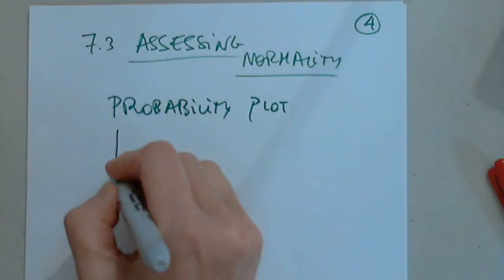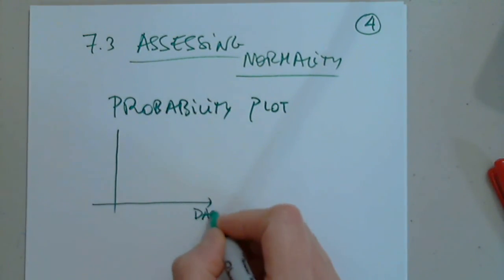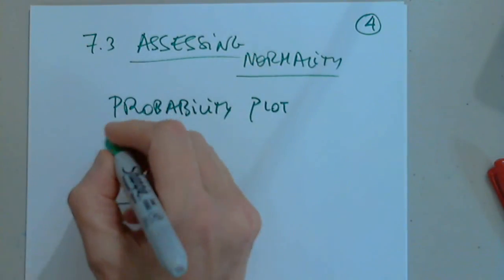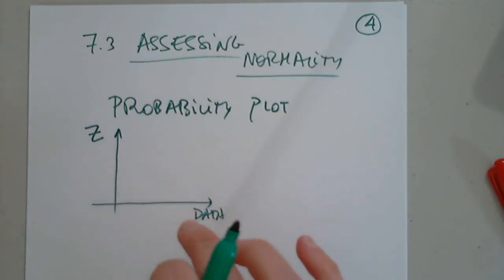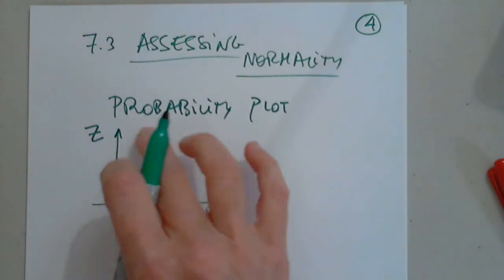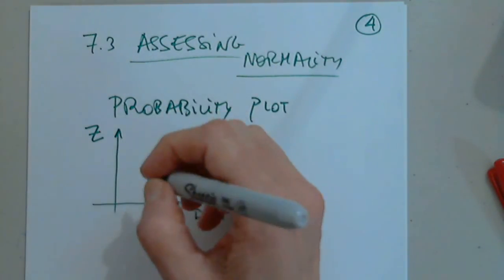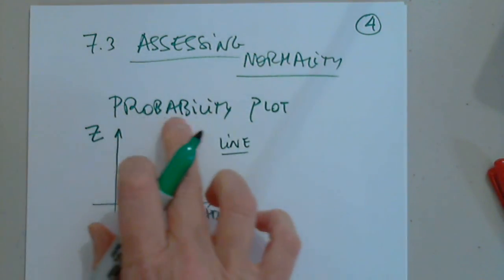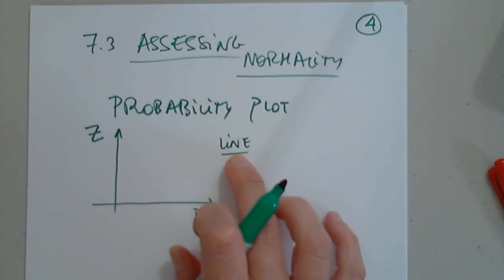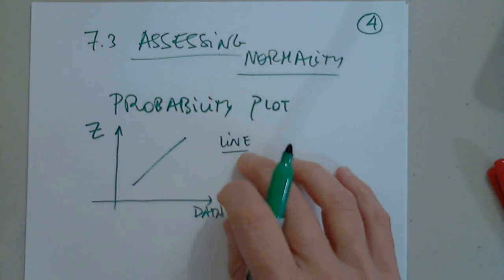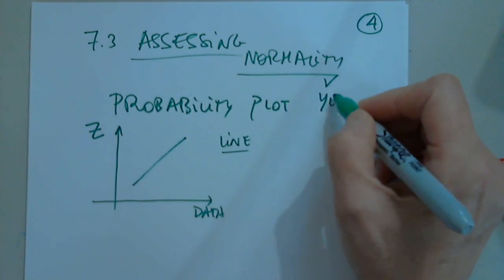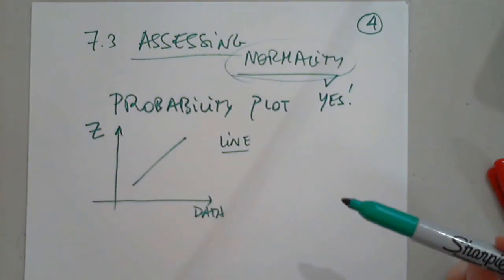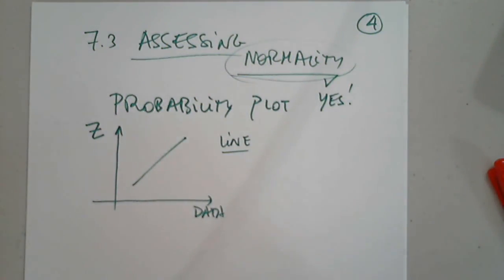So we're going to look at the data set. Here we have the data, whatever, time, weight, height, whatever we are assessing. And here the z-score for each entry. If after we plot this, we get something like a line, if the probability plot is a line or very close to a line, then we will say yes to normality. Go ahead, use the normal distribution procedure or model for what you're doing.